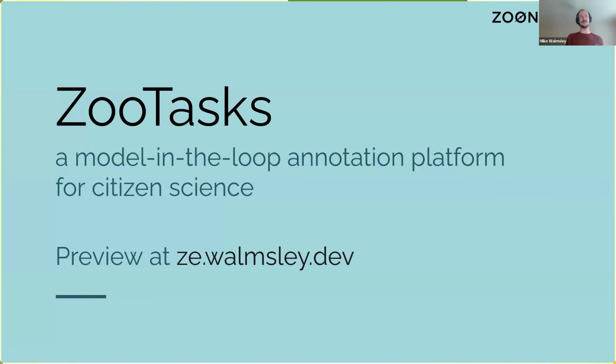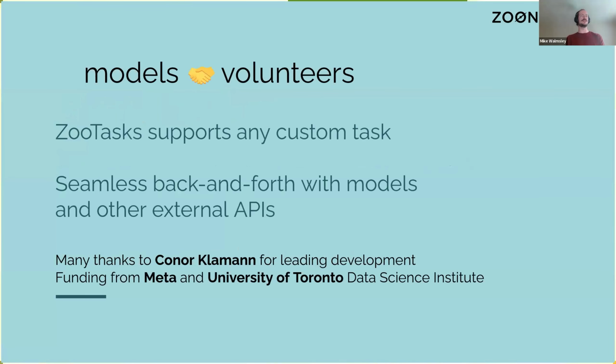And in a final demo, I want to show you guys this website, ze.walmsley.dev, that we're calling ZooTasks. And slightly tongue-in-cheek, I'm calling it a model in the loop, as opposed to human in the loop, annotation platform for citizen science. So the idea is that you can serve any sort of custom annotation interface, anything you can write in JavaScript and React, and you can have volunteers from the Zooniverse, the citizen science platform that Galaxy Zoo runs. They can contribute to giving annotations and helping with your data, talking to one another.